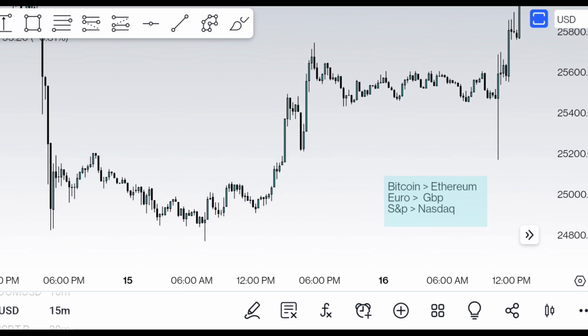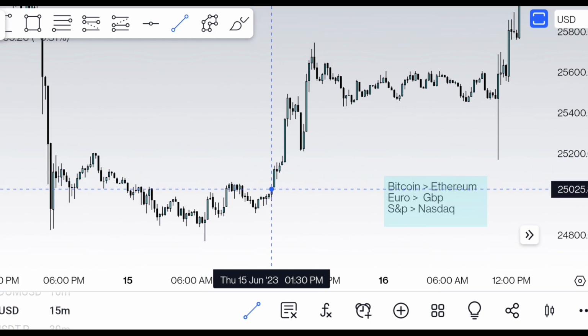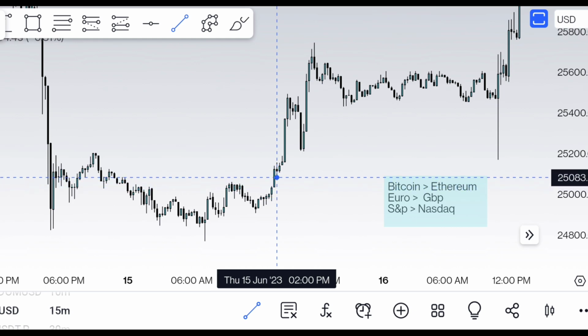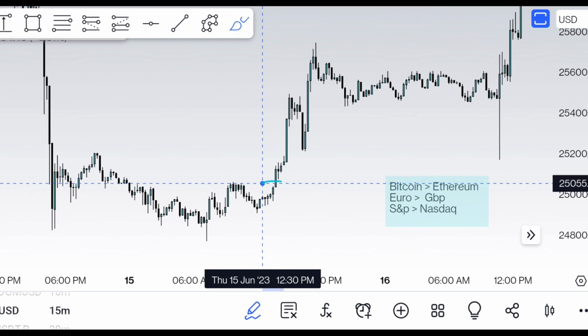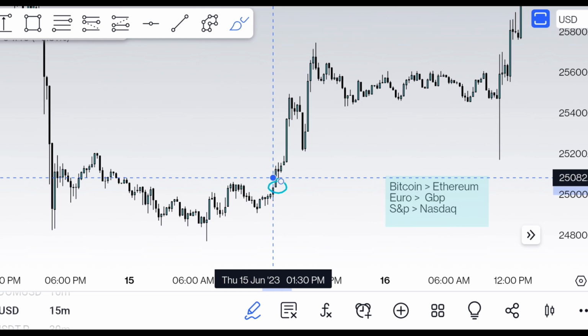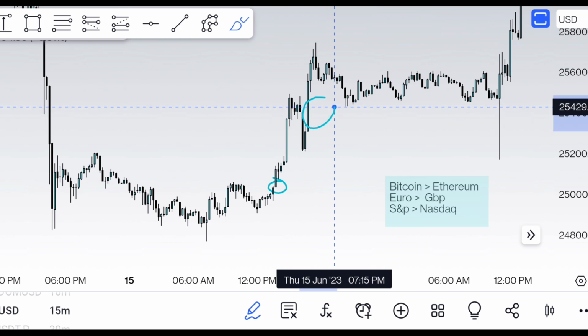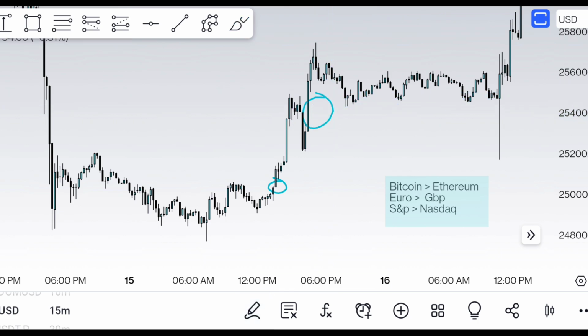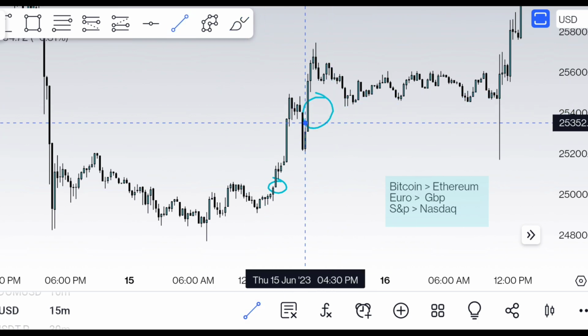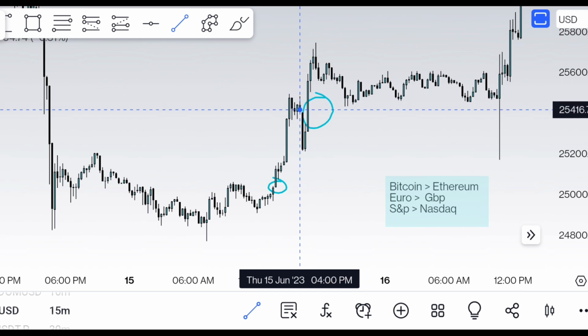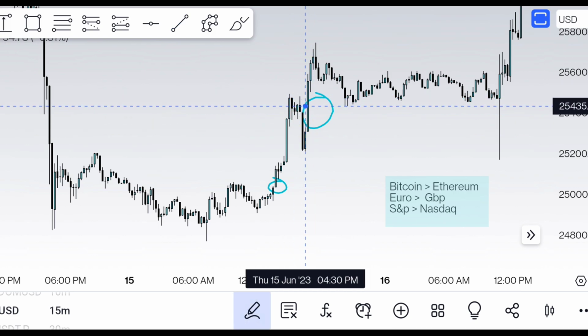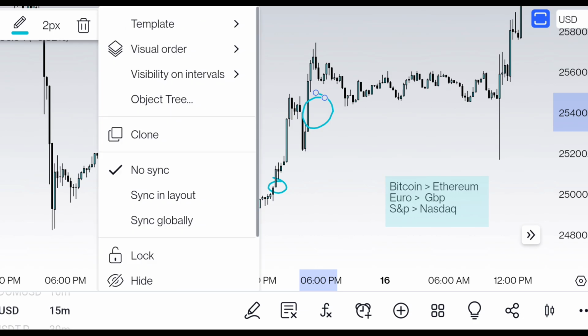So first, what is fair value gap? You can see when a coin pumps or dumps, it leaves some gaps. You can see the gap between this candle and this candle. This is called fair value gap, like this small gap. You can see it in different places. This is also a fair value gap, the gap between the top of this candle and the bottom of this candle. Okay, I hope it's understood now.